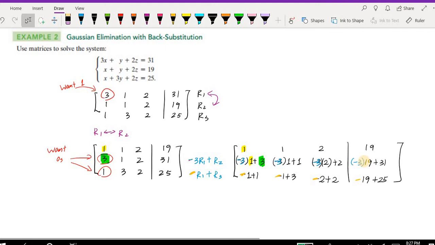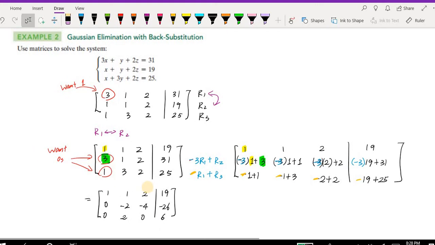And then we're going to simplify this. If you look at row 1, there's nothing changed. That will be 1, 1, 2, and then 19. And then here we're going to have -3 multiplied by 1 plus 3. That's just simple math now, so it's going to be 0. We're doing the same thing for the other ones. Alright, so we did this pretty quick. So now we're going to have 1, 0, 0, which is what we want.